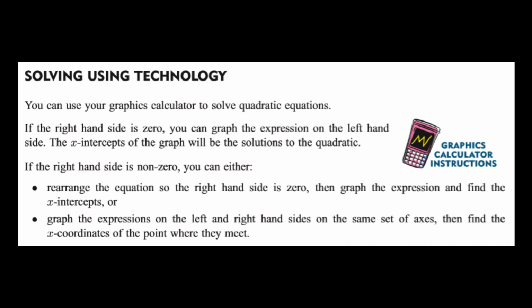So yeah, one thing I forgot to mention, a little bit using technology. It's not very difficult. All you have to do is use your graphing calculator. If the right hand side is 0, then you can graph the expression on the left and the solutions will just be the x-intercepts. If the right hand side is not 0, you can either rearrange the equation so that the right hand side becomes 0 and then graph the left hand side expression to find the x-intercepts. Or you can graph the expression on the left and the expression on the right, so you have two equations, and then see the point where they meet. The x-coordinate at that point is your solution. Note that you might have more than one solution because there might be more than one intercept point.